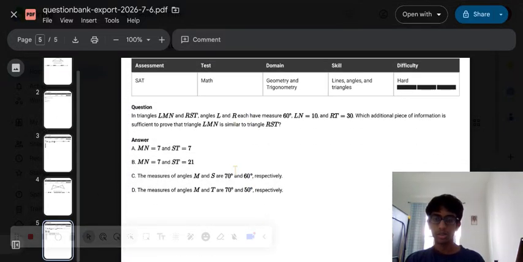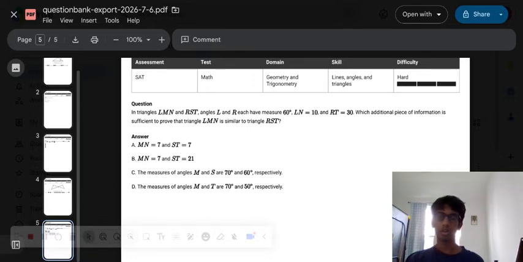It states, in triangles LMN and RST, angles L and R each measure 60 degrees. LN is equal to 10 and RT is equal to 30. Which additional piece of information is sufficient to prove that triangle LMN is similar to triangle RST?